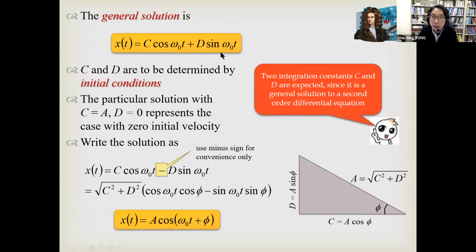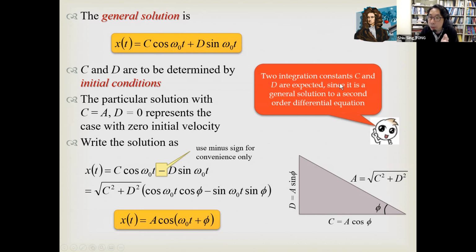Now, what are c and d? They are undetermined constants, to be determined by the initial conditions, because we now have two initial conditions for the second order equation. When we solve a second order equation, we start from the second derivative of x with respect to t and integrate two times to get x. That means there are two integrations.